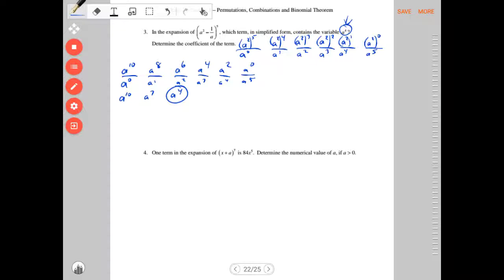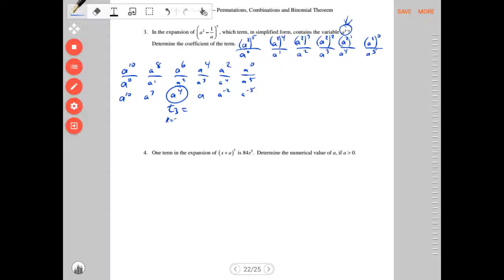So this tells us that we want the third term, right? It said which is a to the 4th. Then the next one would have been just a. So had the question said which in simplified form contains the variable a, it would have been the 4th term. This next one is going to be a to the negative 2. And the last one is going to be a to the negative 5. So I could have asked any of those things. This question just asked a to the 4th. So that's this guy. So it's the third term.